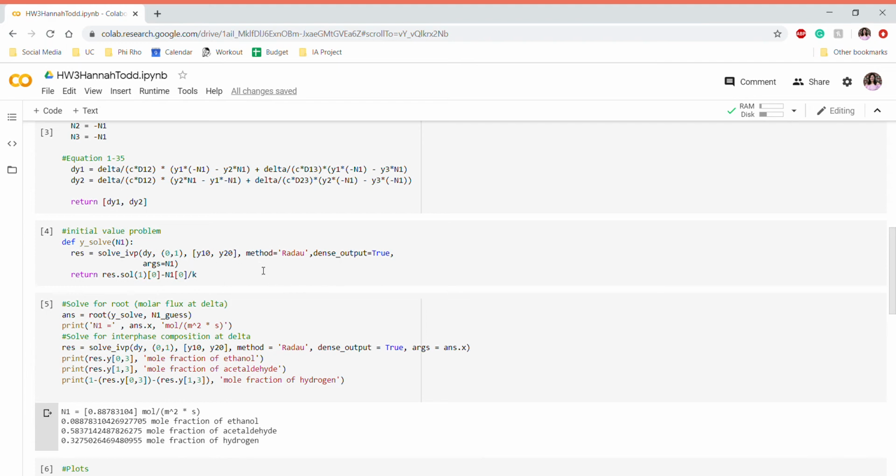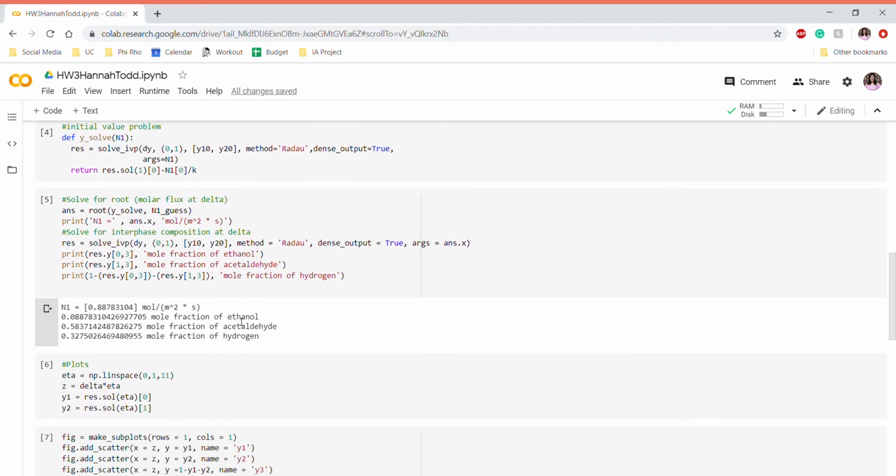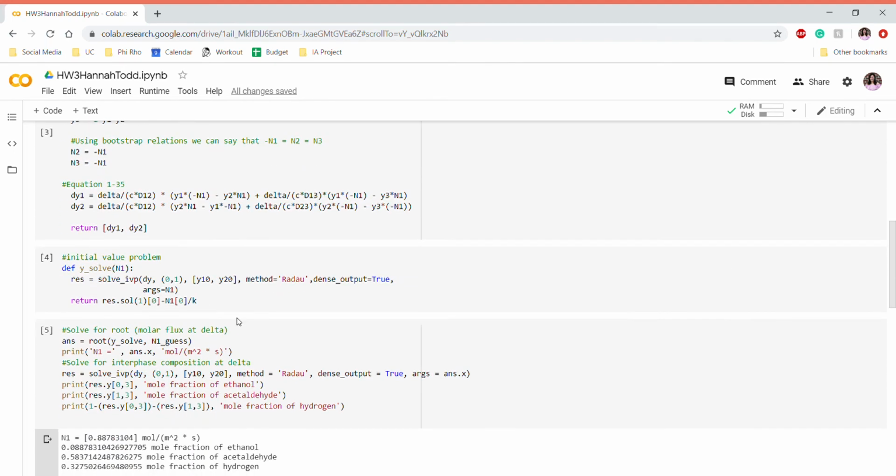This will return a manipulation of the first order reaction boundary condition, which just states that N1 is equal to K times Y delta. We just rearranged it so all the values are on one side, so the whole expression is equal to 0. The molar flux can be found here using the root function, using our N1 guess from earlier, which I had as 1, right there.